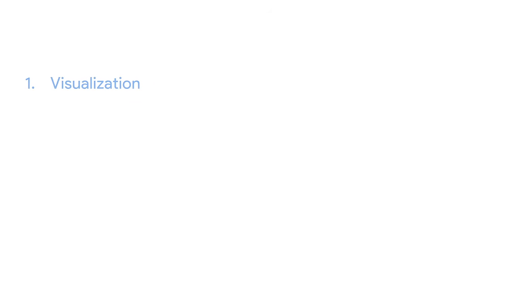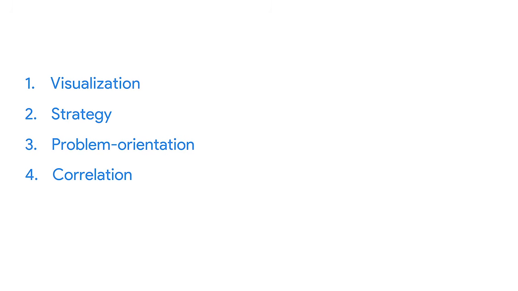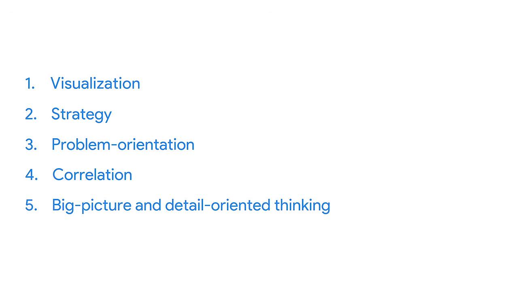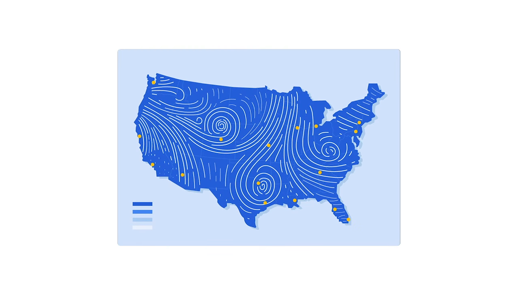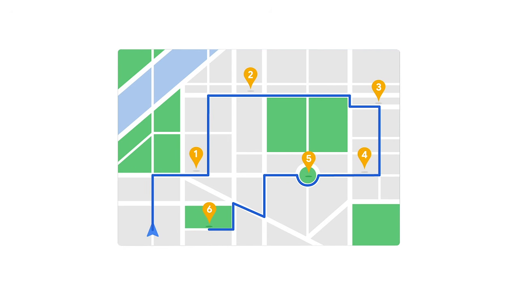So as data analysts, how do we think analytically? Well, to answer that question, we will now talk about a second set of 5, the 5 key aspects to analytical thinking. They are visualization, strategy, problem orientation, correlation, and finally, big picture and detail-oriented thinking. Let's start with visualization. In data analytics, visualization is the graphical representation of information. Some examples include graphs, maps, or other design elements.